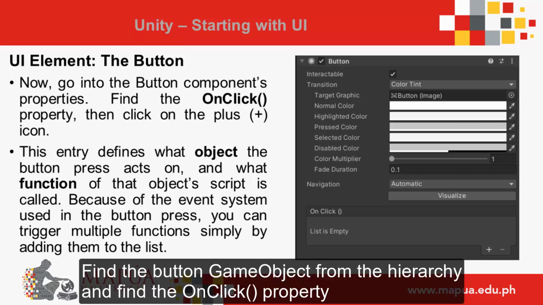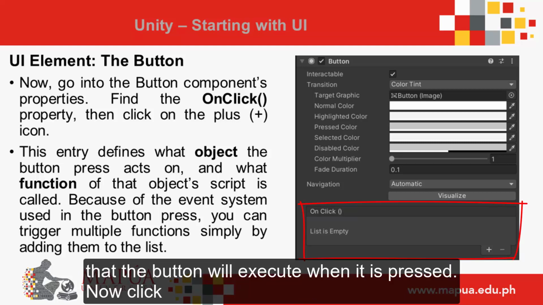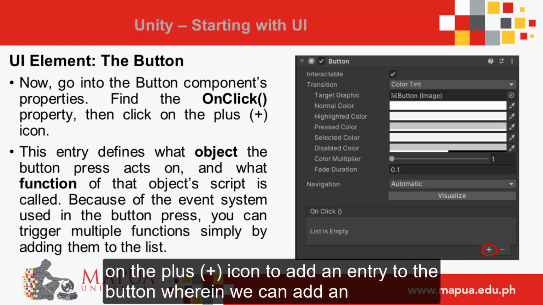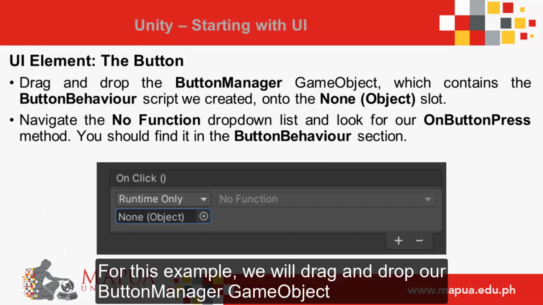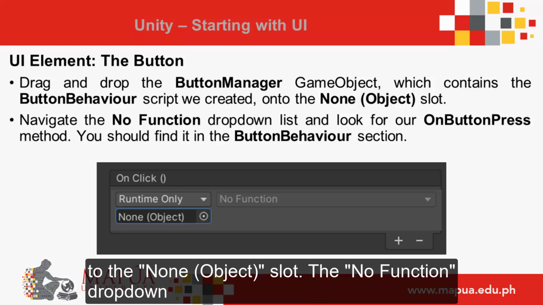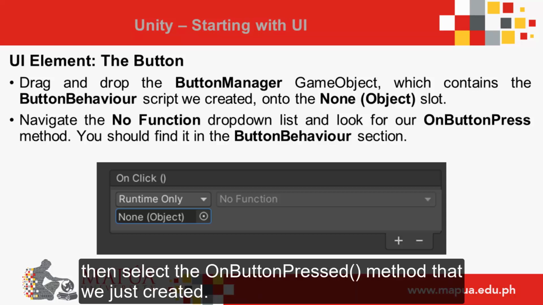Find the button game object from the hierarchy and find the onClick property under its button component. This is the list of methods that the button will execute when it is pressed. Now click on the plus icon to add an entry to the button, wherein we can add an object to the list and select a function from it that we want to run. For this example, we will drag and drop our button manager game object to the None (Object) slot. The No Function drop-down can now be clicked, so do that and hover on the Button Behavior script, then select the OnButtonPress method that we just created.